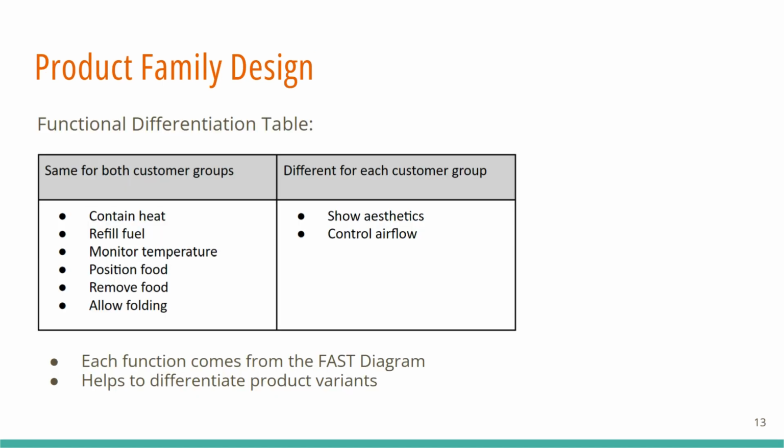So here we're going to start our product family design section with the functional differentiation table, which has functions that are the same for both customer groups and then functions that are different for each. And each function comes from the FAST diagram that we talked about earlier, and it helps to really differentiate between the two product variants that we're going to be talking about. The two that we chose would be different are show aesthetics and then control airflow. And we thought these were important because they would be much less of an emphasis for the secondary customer group versus the first.